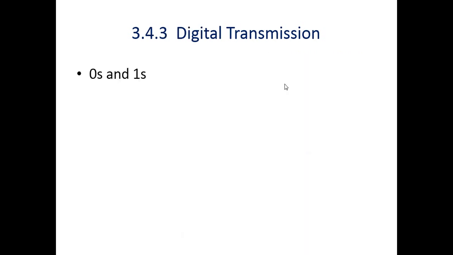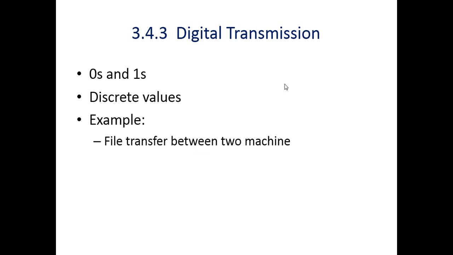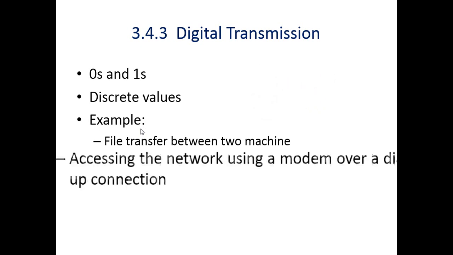Digital transmission means digital data is transmitted using digital signaling. Digital data is in the form of 1 and 0, as we discussed. For example, a file transfer from one computer to another. Files are stored as ones and 0s, and if they are transported using digital transmission, we call it digital transmission. It has a distinct set of values. File transfer between two machines is an example of digital transmission.